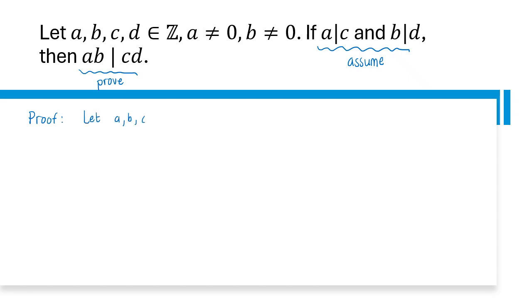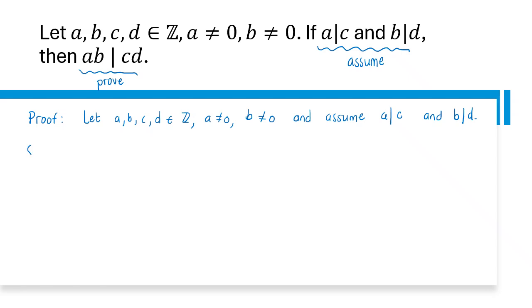Let A, B, C, and D be integers. A is not equal to 0, B is not equal to 0, and let's make our assumption. Let's assume A is a divisor of C and B is a divisor of D. Again, this is our assumption. This is us setting the scene for the proof, but we have to expand on what it means if A is a divisor of C and B is a divisor of D.